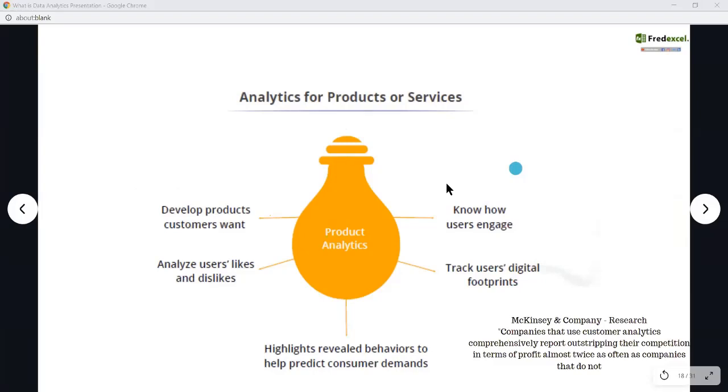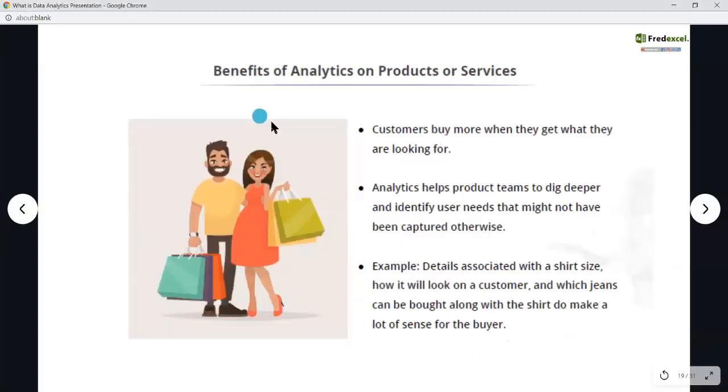We talk about product analytics. So here we are talking about what the person likes, what the person doesn't like. The highlights reveal the behaviors to help predict customer demands. And McKinsey and Company research says that companies that use customer analytics comprehensively report outstripping their competition in terms of profit almost twice as often as companies that do not. So based on product analytics, that is focusing on analyzing your product, companies that do that are able, based on the McKinsey research, to outperform their competitors.